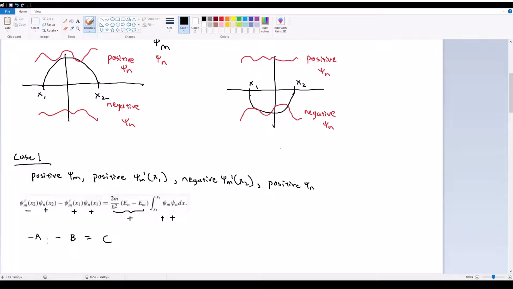So that's obviously a contradiction, because a negative thing subtracted by a positive thing is going to be, once again, another negative thing, and that's going to equal a positive thing. So that obviously doesn't work. Case 1 is false. This cannot happen.